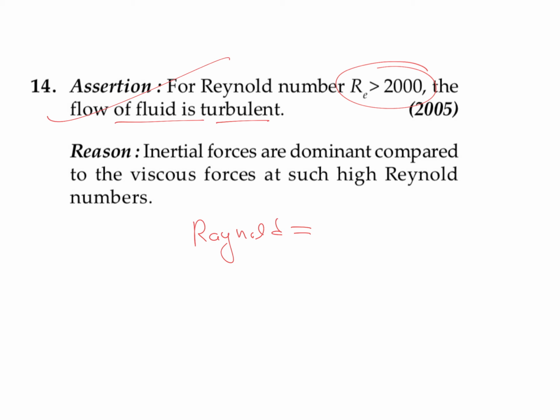We know that the Reynolds number is basically defined as the ratio of inertial force divided by the viscous force per unit area. So if Reynolds number is more, it indicates that the inertial forces are more as compared to that of viscous forces. So we can say that the reason is also correct, and it is the correct explanation for that assertion. So we can say that option A is correct.